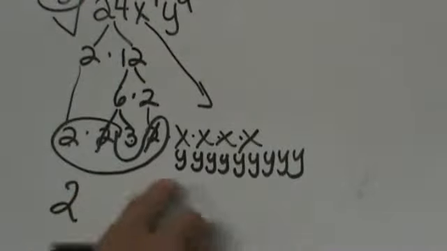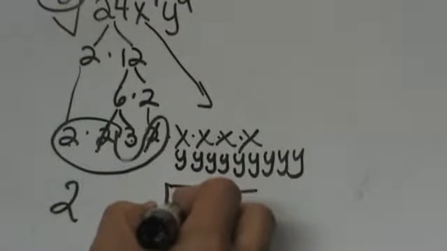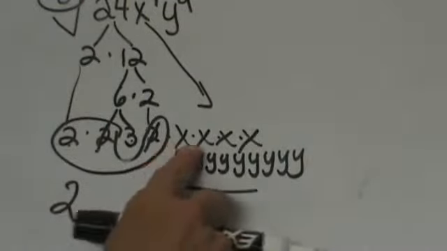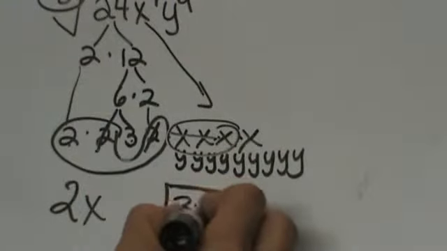So 2, and then my 3 didn't have any way to get out, so I'm going to leave the 3 under the radical. Okay, then my x's. I have 1, 2, 3, 4. I have to find a group of 3. So an x gets out, but I have an x left.